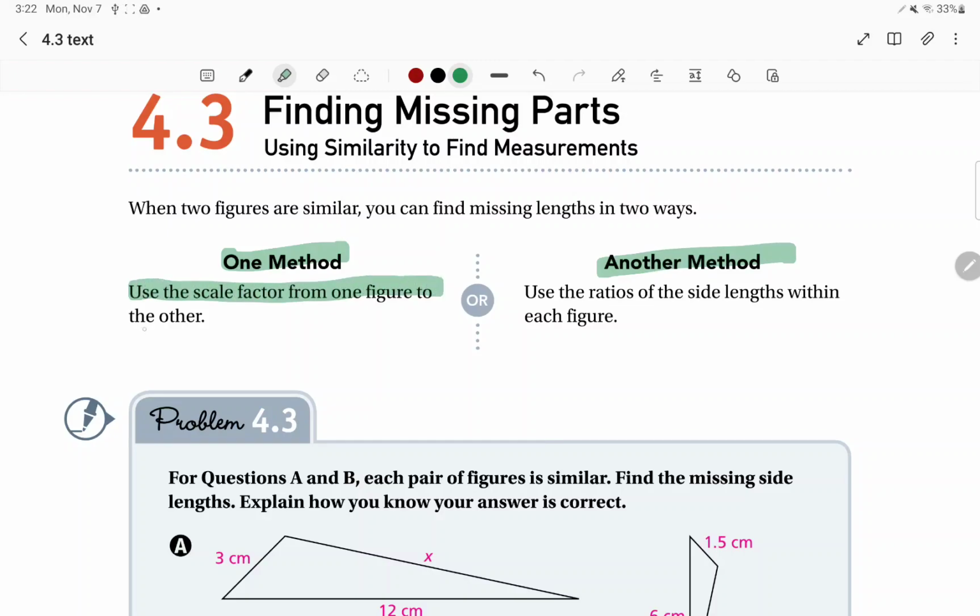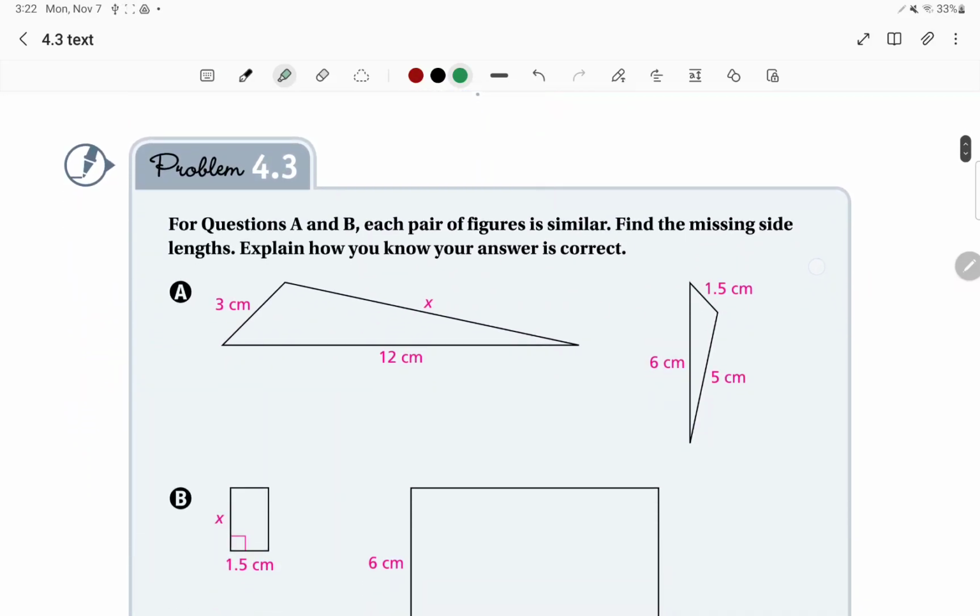One is using the scale factor, and the other is the ratio of the side lengths to answer different questions about missing side lengths. That's all that this video is going to be about. That's all this problem 4.3, finding missing parts, is about. Okay, so let's go ahead and get into it.